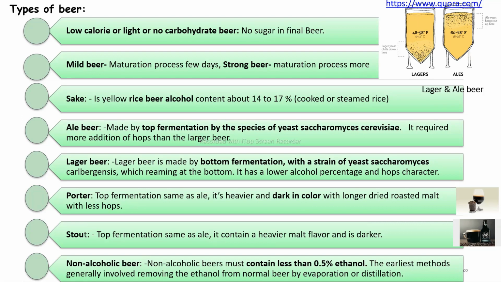Non-alcoholic beer means the alcohol percentage is very low. The beer is produced, and after that it is distilled to remove the alcohol, and the alcohol percentage is reduced up to 0.5%, and finally it is properly packed and the pasteurization process is carried out. These are some of the types of beer.